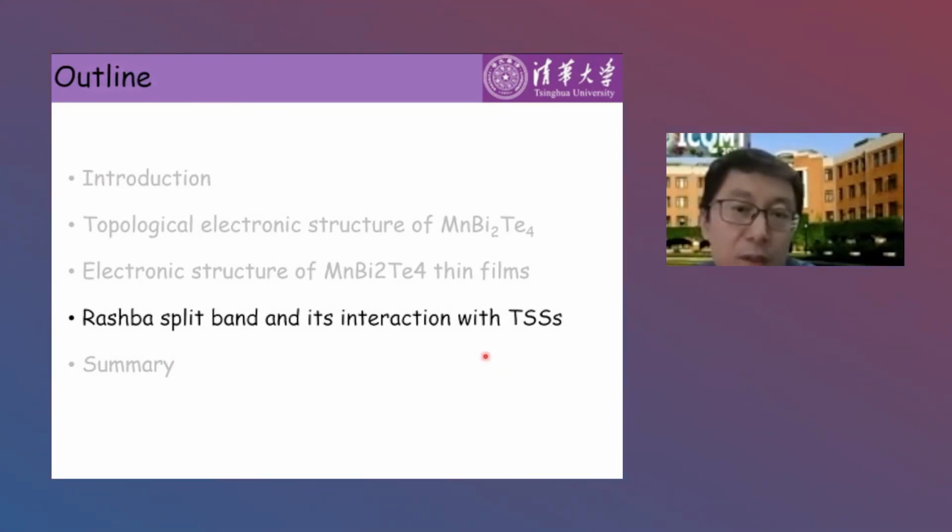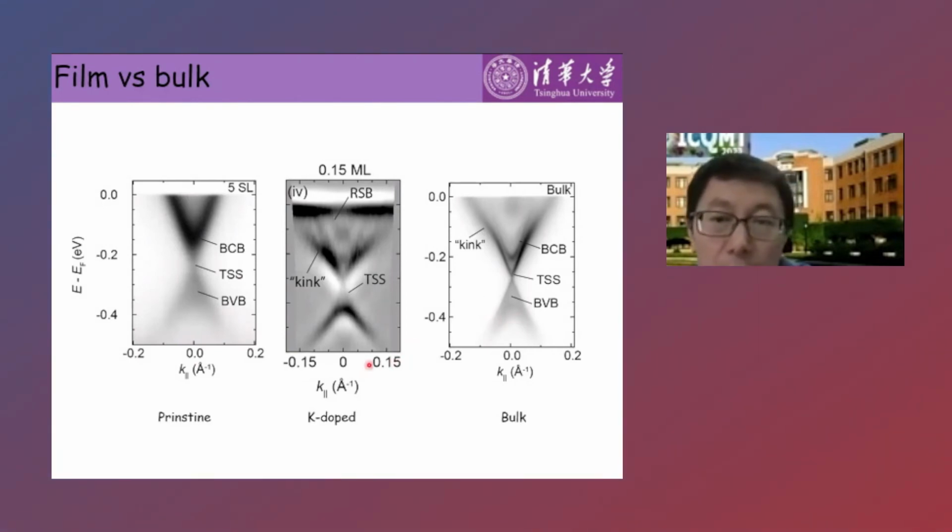Now I will discuss the origin of the kink-like structure. We compare the band structure of the doped film and the bulk sample here. Despite the broadened spectra, the basic electronic structures are quite similar to each other, including the kink-like structure, the weakened and broadened topological surface state near the Fermi level, and the emergence of the Rashba split band. The observation suggests that the electronic structure of the MBE-grown film is actually quite similar to the bulk sample, except that the doping level and the surface condition may need to be modified.